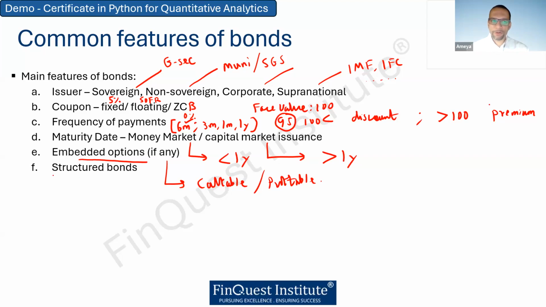And then structured bonds, now to be honest, for structured bonds, sky is the limit, because the word structured itself is so flexible that it depends on which type of bond you are looking at. And I can assure you that if you look at exotic structures, there's no limit to it. As long as you're able to find a counterparty who is willing to trade with you, you can always have a structured bond on the books. So these are the main features which one looks at.